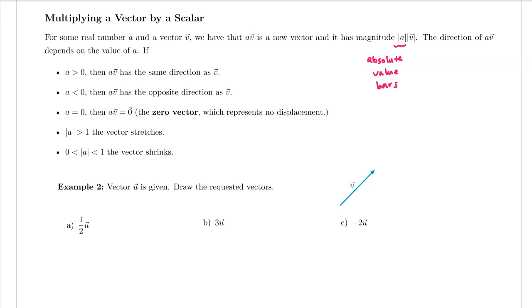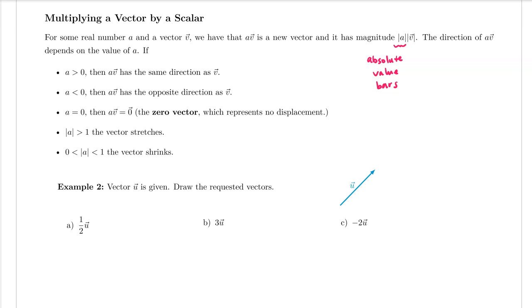If a is positive, then the new vector has the same direction as vector v. If a is negative, then the new vector has the opposite direction as vector v. If a is equal to 0, then the new vector is equal to the 0 vector, which represents no displacement. And if the absolute value of a is greater than 1, that means the vector stretches. If the absolute value of our scalar a is between 0 and 1, that means the vector shrinks.